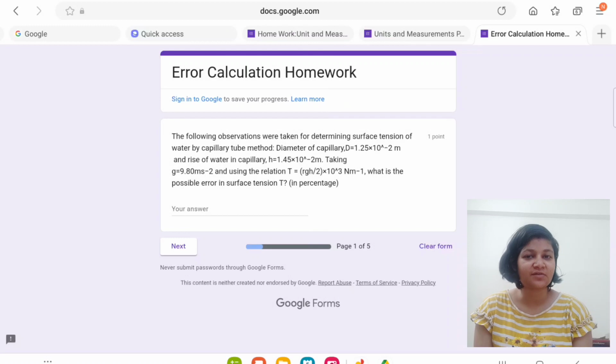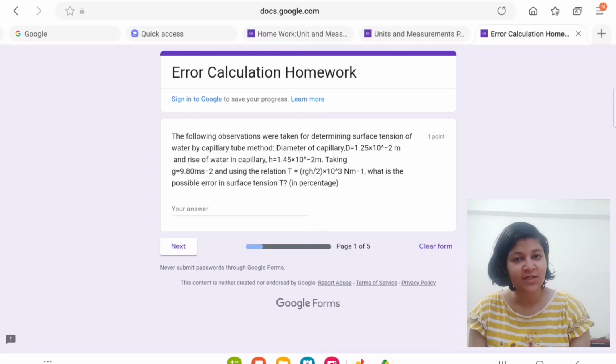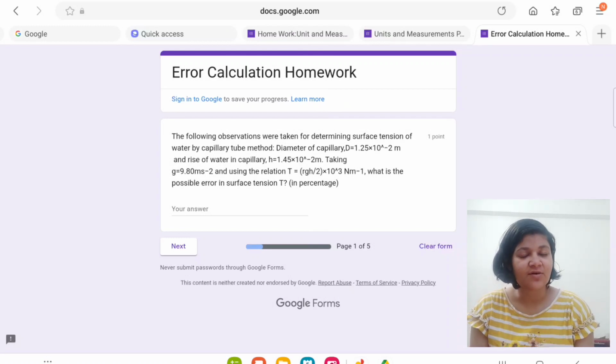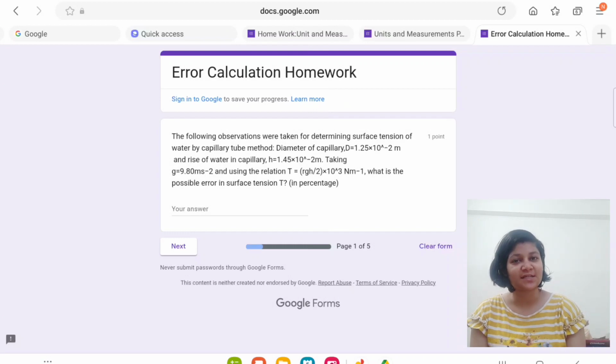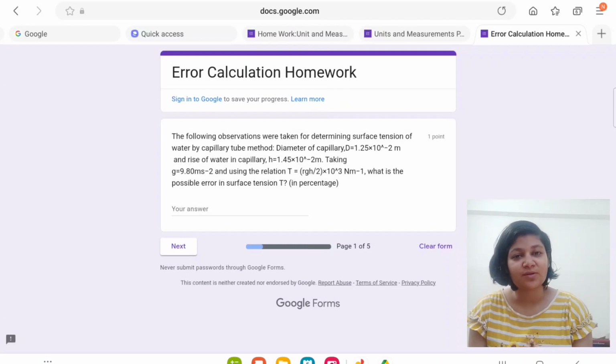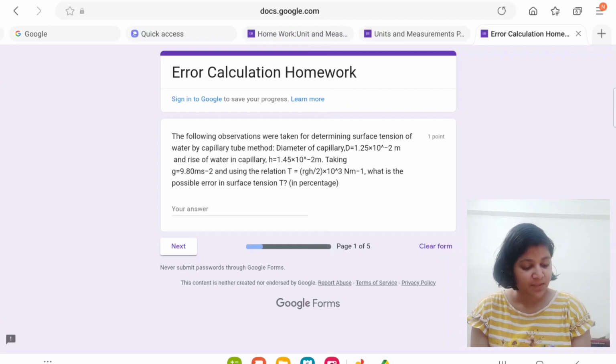If you remember, I had given you some problems in the earlier session for error calculation, rounding of figures, and vernier scale and screw gauge. So today we are going to talk about those. Let us start with the first problem.